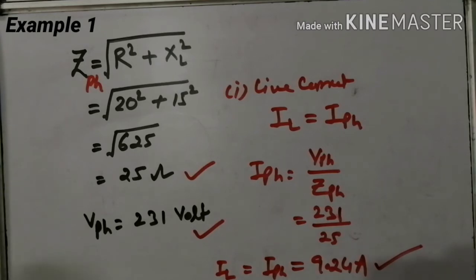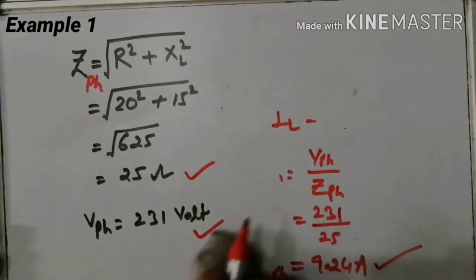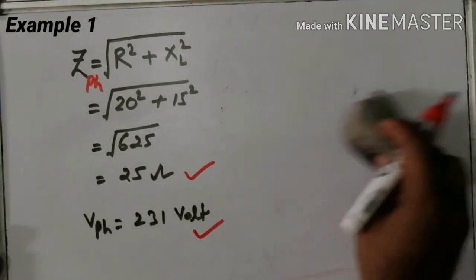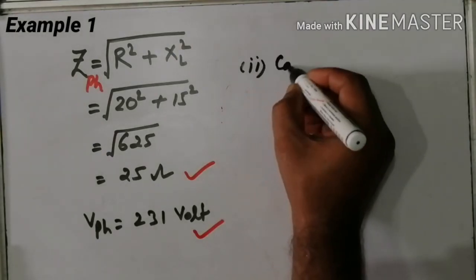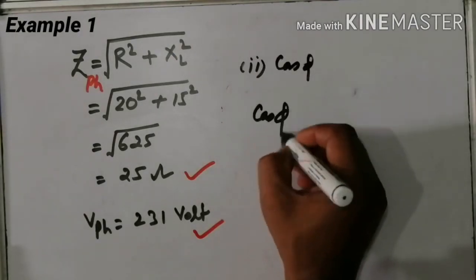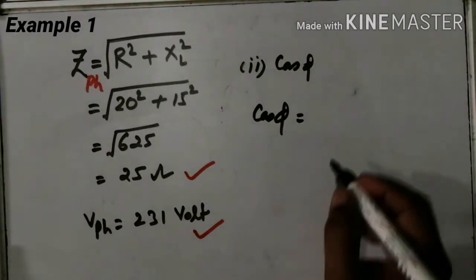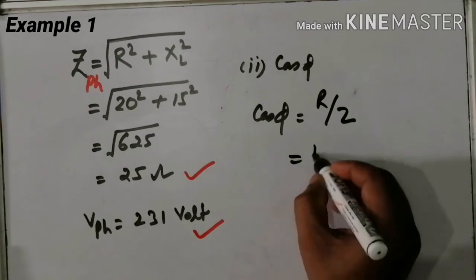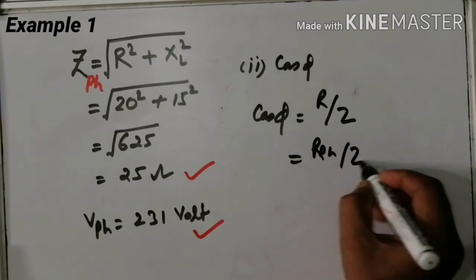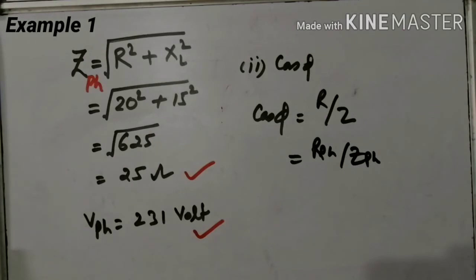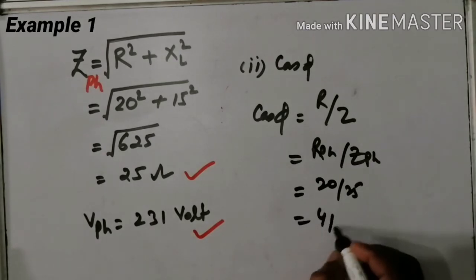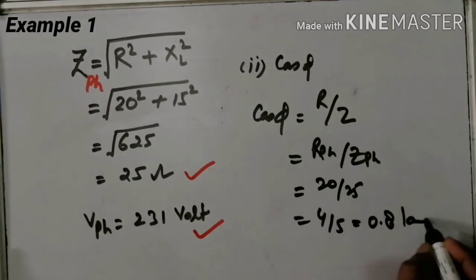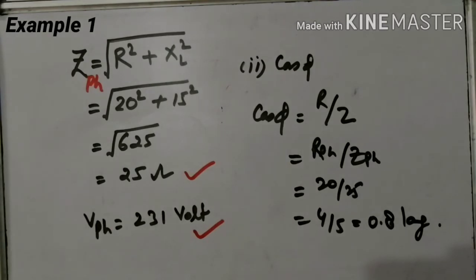Now see the second part. Second part is cos phi, that is power factor. Cos phi is nothing but R divided by Z, that is RPH upon ZPH, resistance per phase divided by impedance per phase. It is 20 divided by 25, 4 upon 5, it is 0.8 lagging. So the value of the power factor cos phi is 0.8 lagging.